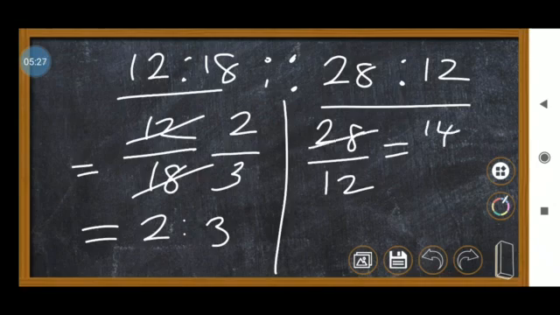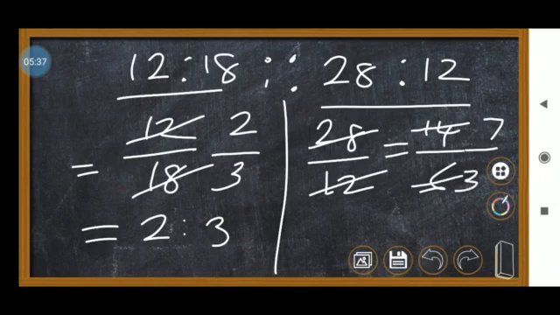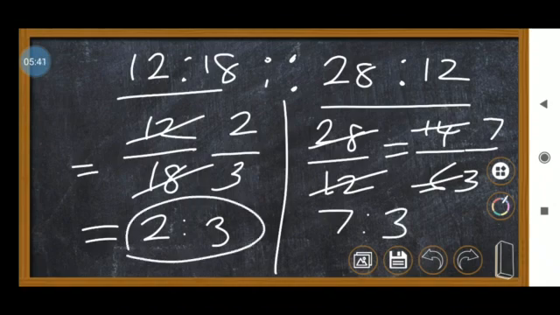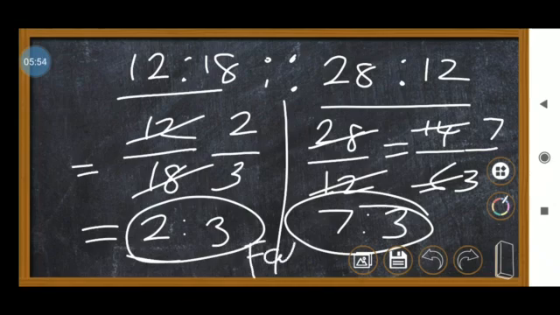14 2s are 28, and here 6 2s are 12, and further here 7 2s are 14, 3 2s are 6, so 7 divided by 3 means 7 is to 3. Now look at this ratio, 2 is to 3, 7 is to 3, so both are equal or not? It is not equal, so the given statement is not a proportion, so it is false. Okay, so the third one is false.